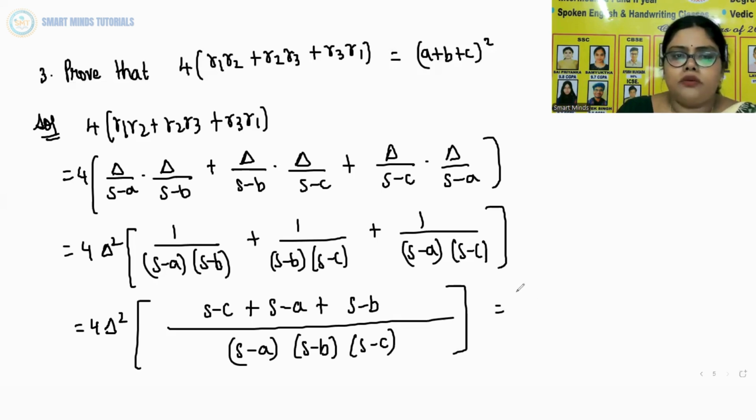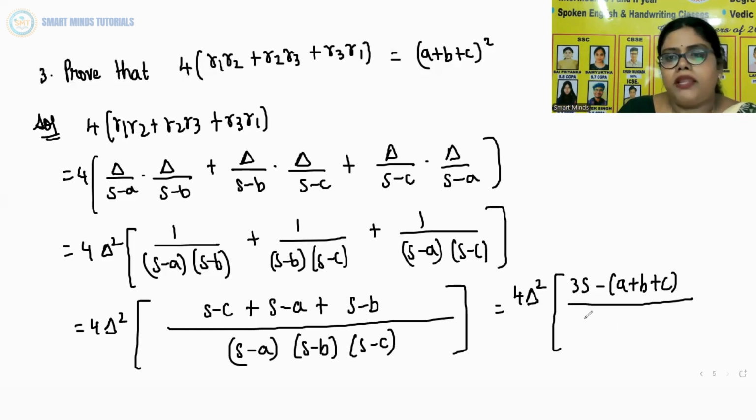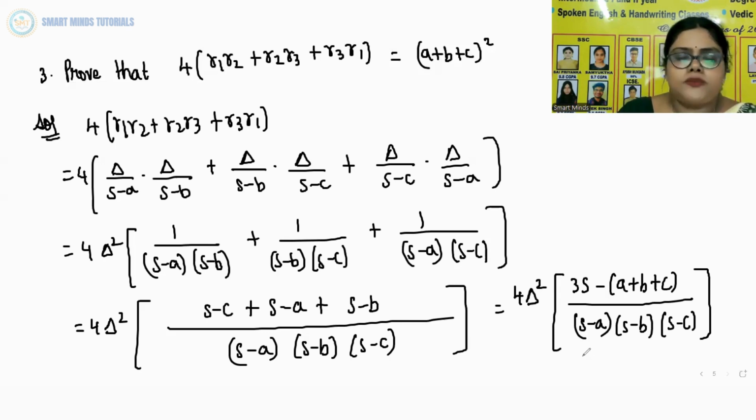So that is equal to 4 delta square into (3s minus (a plus b plus c)) by (S minus A)(S minus B)(S minus C). Now in the denominator, if we have S into (S minus A)(S minus B)(S minus C), then we can write it as delta. So one S is missing over here. So we are multiplying and dividing by S. Now you see how we can further simplify this.